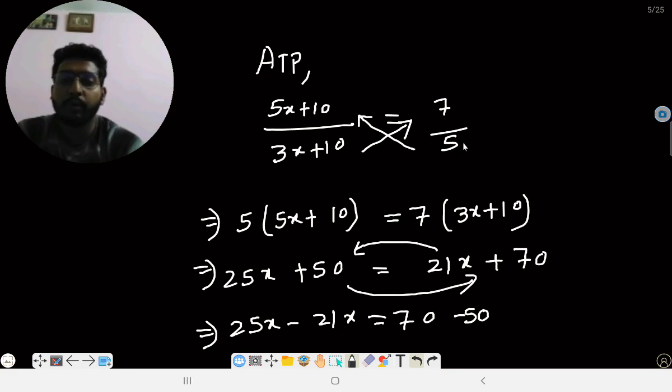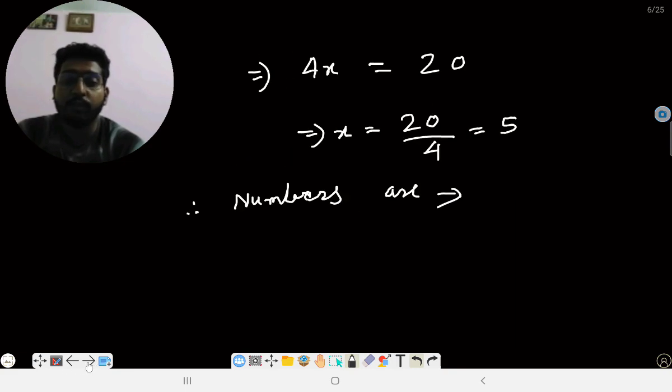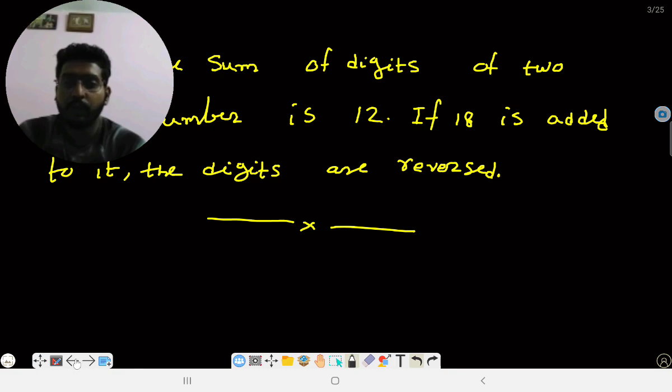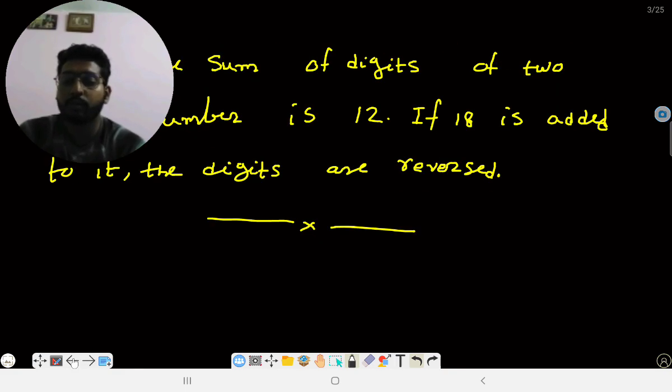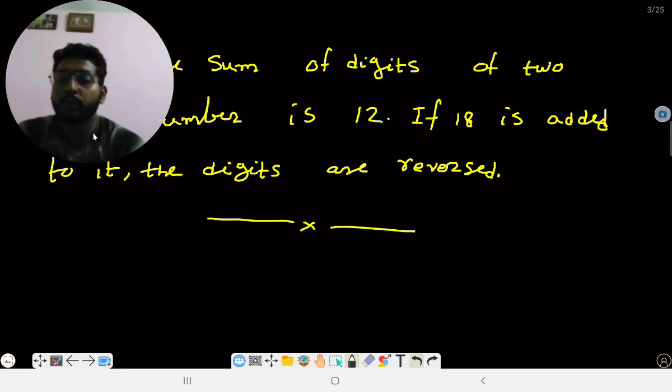So look, what was the first number you have taken? You have taken the first number as 5x. So x is here 5, so 5 into 5, that is 25. And the second number is 3x, that means 3 into 5, that is 15. So those are the numbers. So numbers are 25 and 15. Done. That means the original numbers will be 25 and 15. Question number 5 done. Now next one, question number 6.